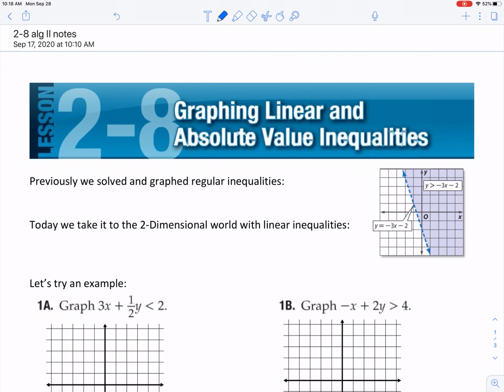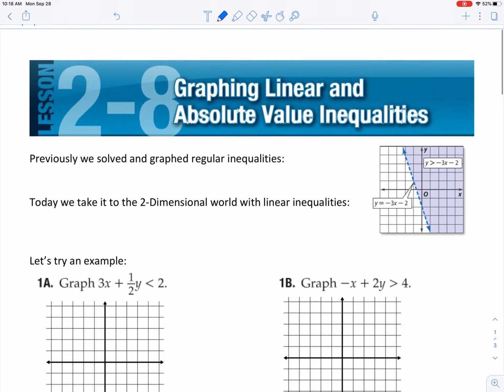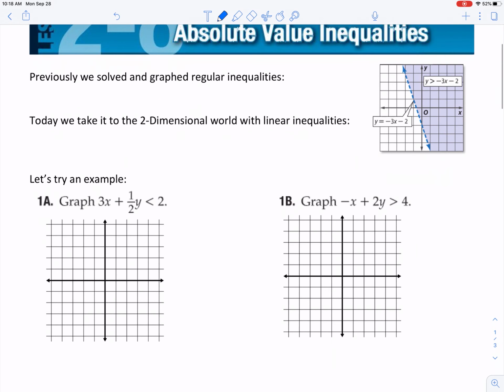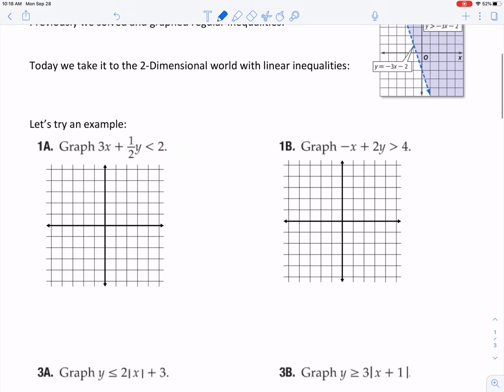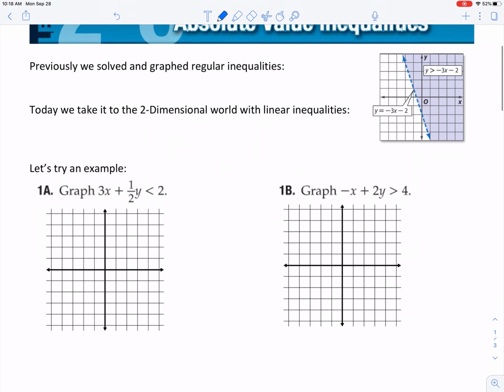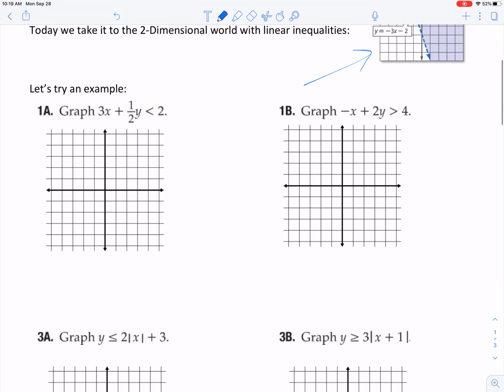Today we're going to do 2.8. It is going to involve some graphing. We're going to be using those inequality signs: less than, greater than, less than or equal to, greater than or equal to. We're going to be graphing those, but it's going to have two variables, which means it's going to be lines, and we're even going to do some absolute values. So this right here is kind of an example of what we're going to be seeing. So let's try an example.